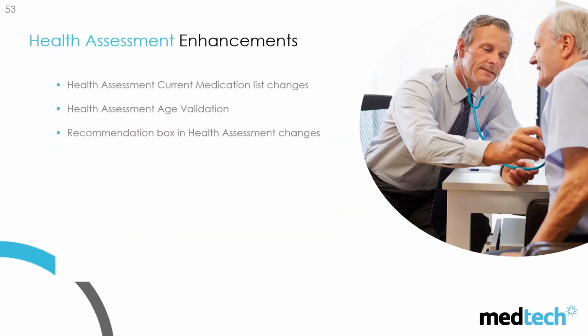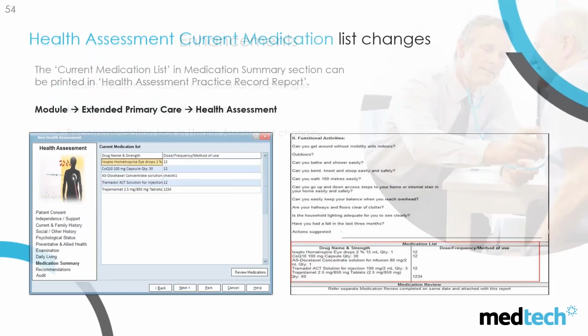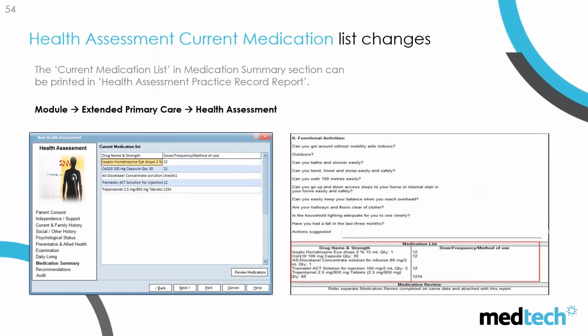Okay, so health assessment, we'll go through these pretty snappily, so that we can get into some of the obstetrics changes and then the final changes there. The current medication list, medication summary section will now be printed in the health assessment practice record report. Again, found under module primary care or extended primary care health assessment.